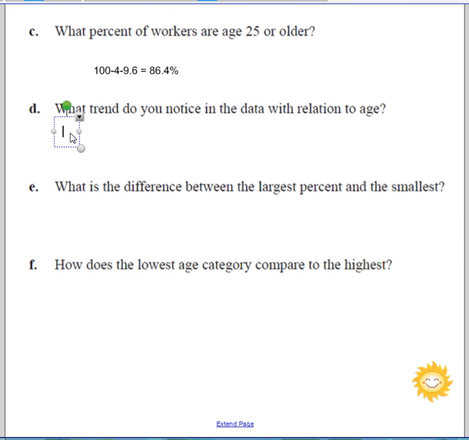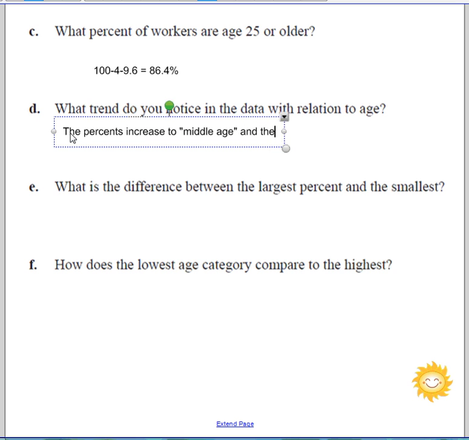So let's describe the trend as the percents increase to, let's call, middle age, and then decrease again. So again, that's the standard bell-shaped curve that you'll see a lot in statistics.